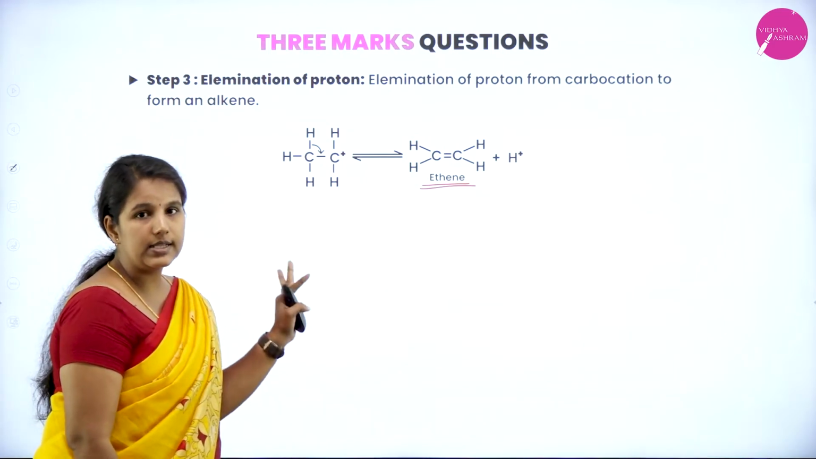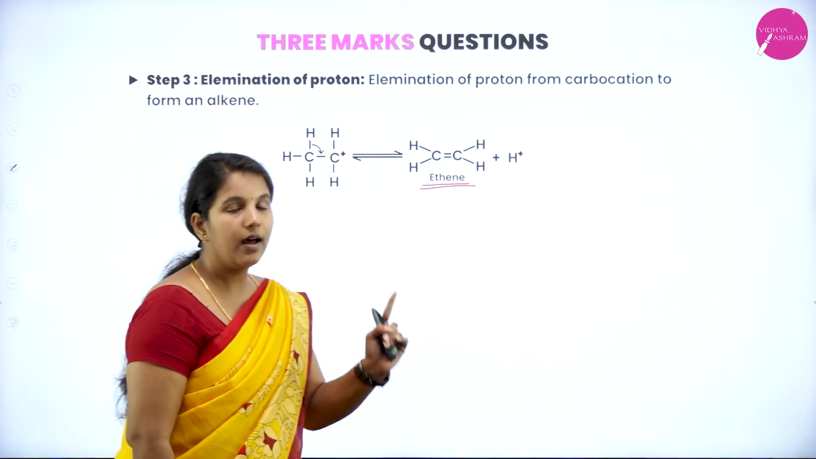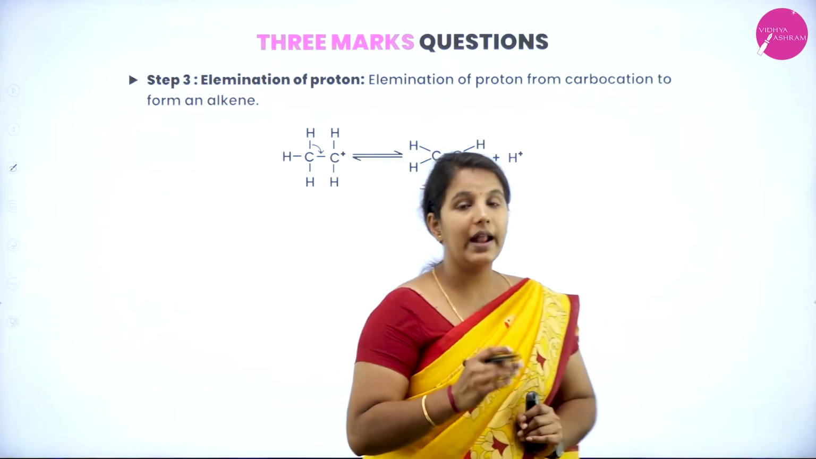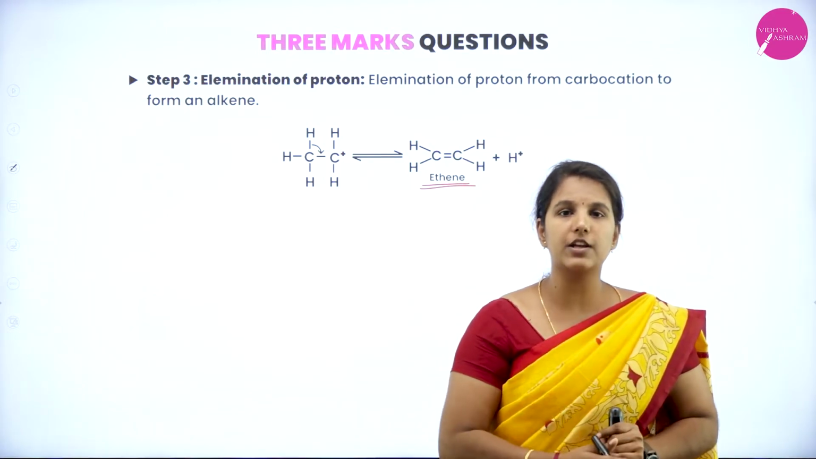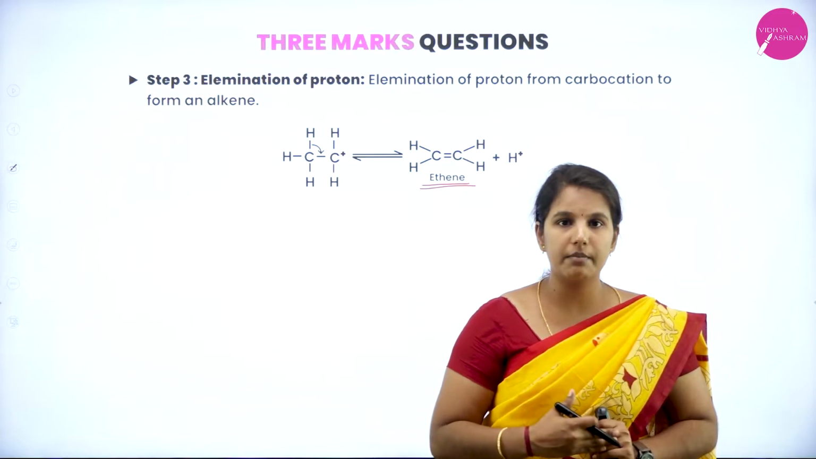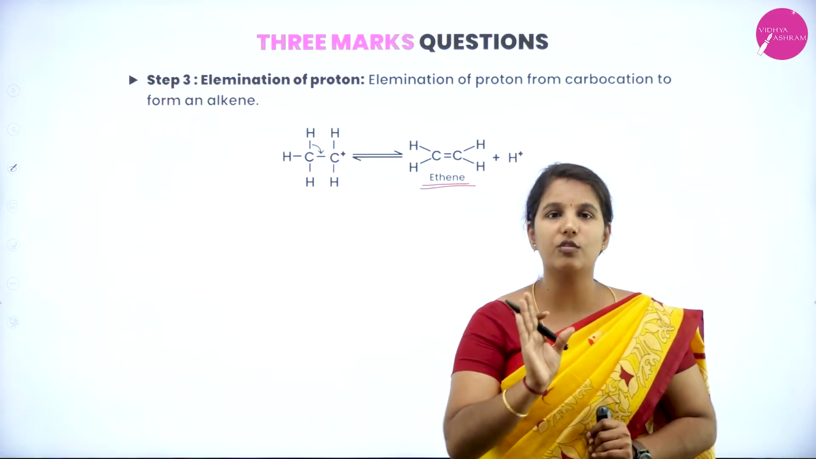So, these are the 3 steps you need to write to get 3 marks for the acid dehydration of ethanol to ethene. It is one of the simplest reactions, whereby just by writing the mechanism, you can easily get the marks. While writing the mechanism, please write the headings of those steps.